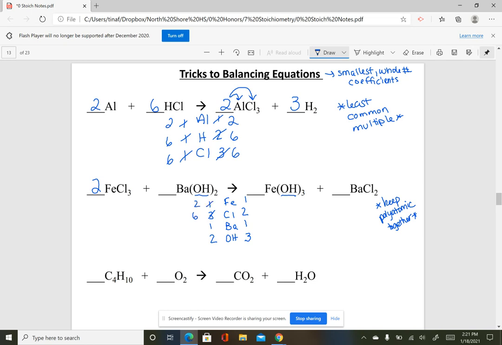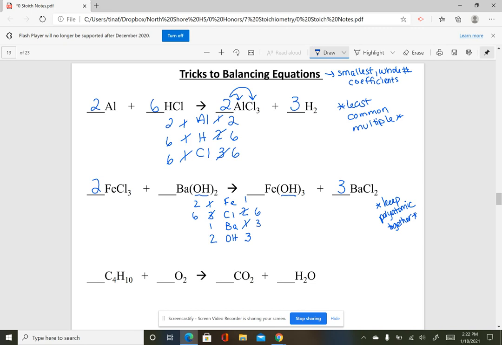This is a really important step, guys, is keeping track of the amounts of atoms you have down here every time you put in a coefficient. Because sometimes you forget to keep track down here, and then your equation's balanced and you don't even realize it. So here's chlorine over here. If I put a 3 there, that's going to give me 6 chlorines, but it also affects my number of bariums.